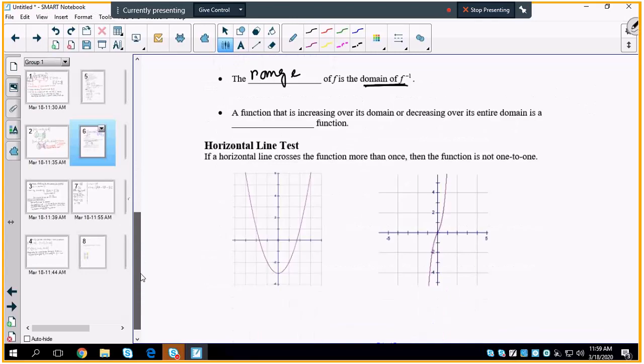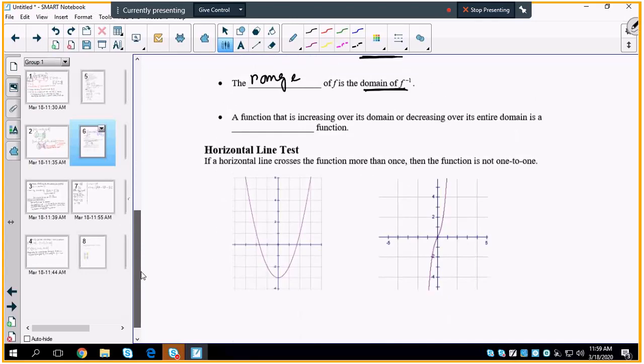A function that is increasing over the domain or decreasing over the domain is also one-to-one. So that's a nice nature. We know increasing function and decreasing function. If you are increasing or decreasing over the entire domain, we will know that those functions are going to be one-to-one.